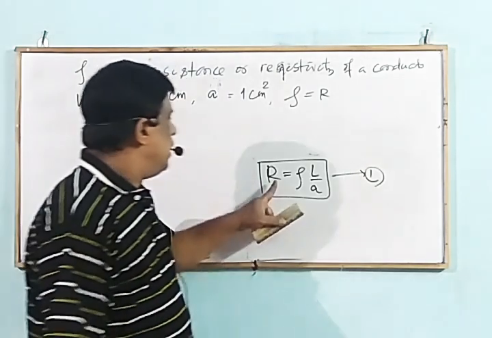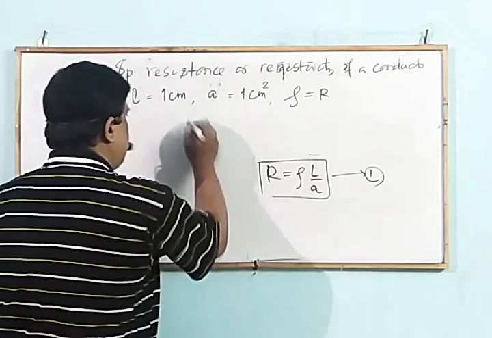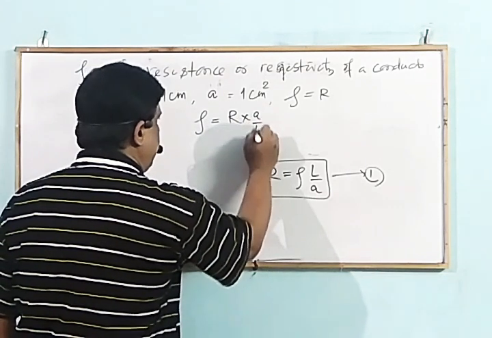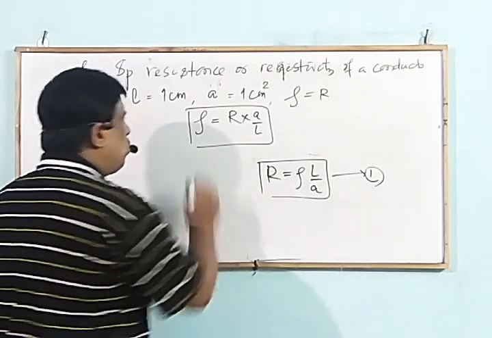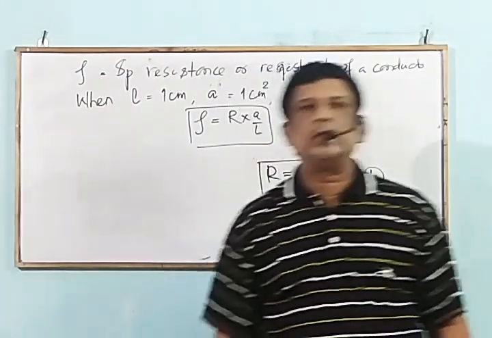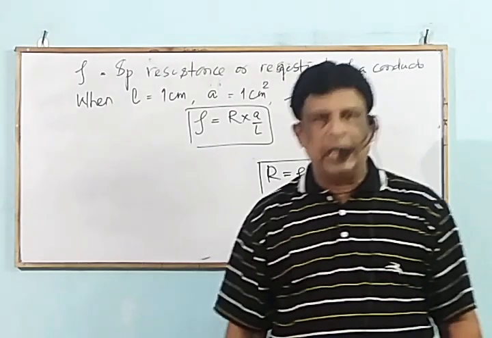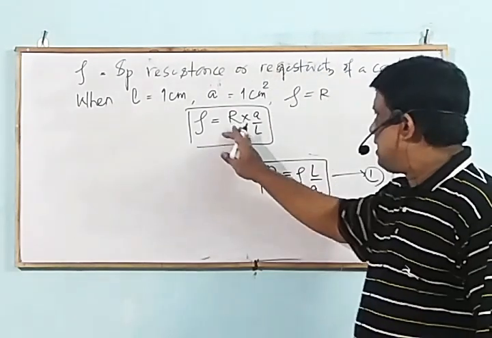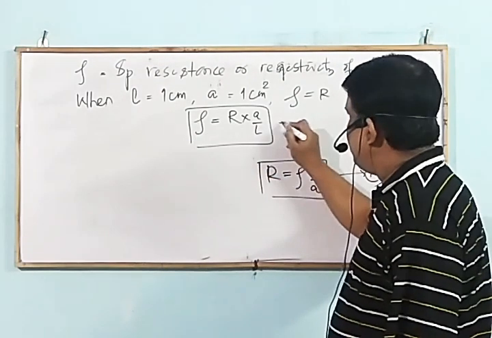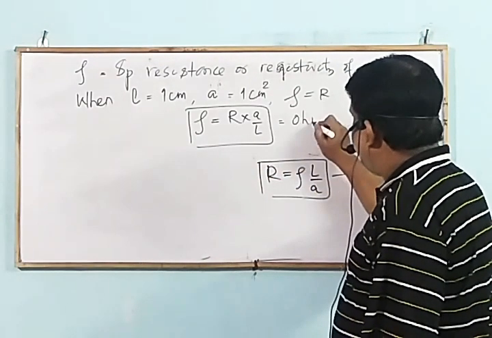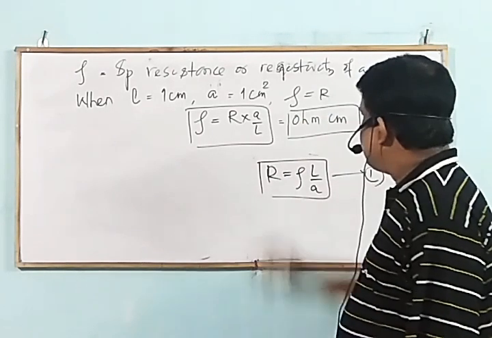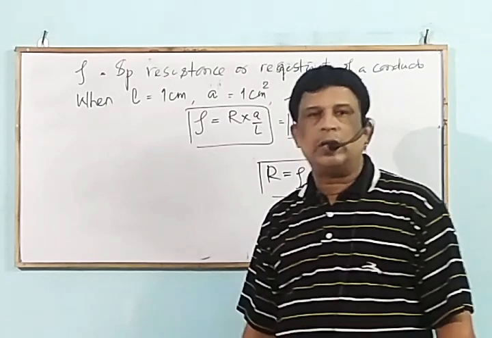Mark that. Then we calculate from this expression rho is equal to R into A by L. If the unit of length is centimeter, area centimeter square, and resistance ohm, then what is the unit of the specific resistance? The unit is ohm centimeter. The unit of specific resistance is ohm centimeter.